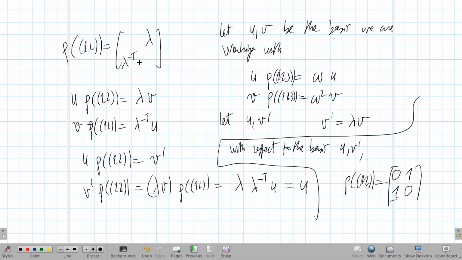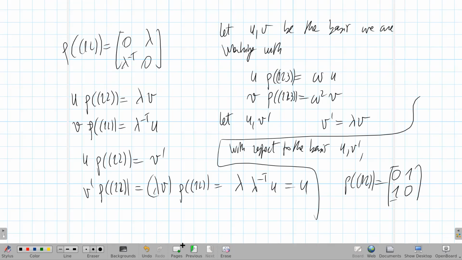Because if you write it like this with every possible lambda, the trace is always 0, because you have two zeros here, and this is the same here. But the character is the same. The representations with respect to u, v or u, v prime are isomorphic because it's just a change of basis. The character is the same. This is one of the advantages of character.